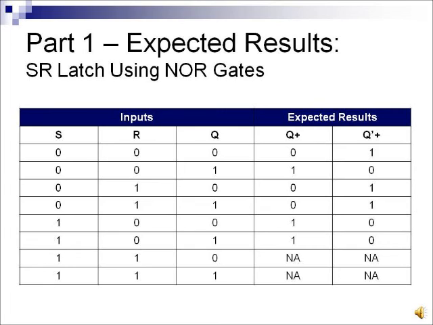Because the circuit's output is also used as an input to the circuit, having both the S and R values high presents a problem. The circuit's output and its complement in this case will be the same, which negates the purpose of the circuit. This is why we have NAs in the last two rows.